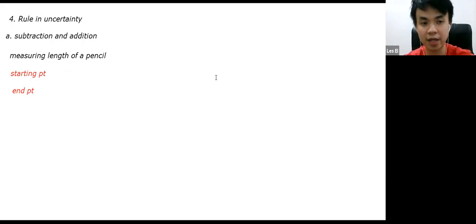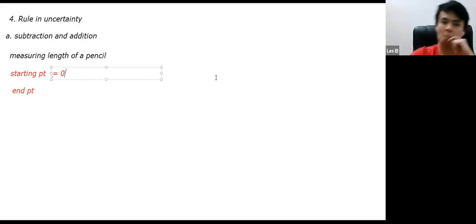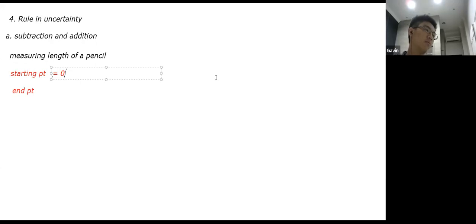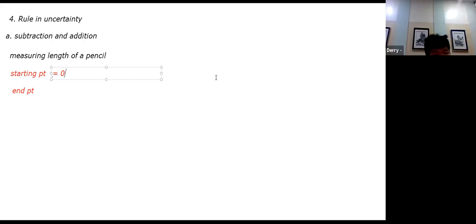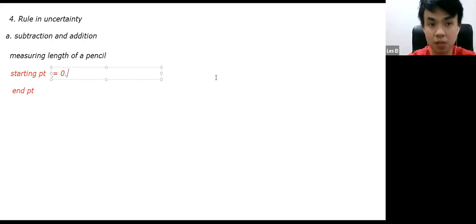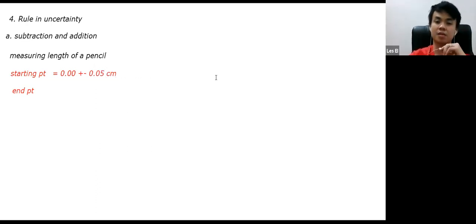So when you are reading at the starting point, let's say you start from 0. What is the uncertainty of the meter rule just now? 0.05. Yeah. So I expect you to write 0.00 plus minus 0.05 centimeter. It looks simple, but if you don't obey the rule, if you write 0 plus minus 0.05, it's wrong already, your score will be deducted, that's for sure.